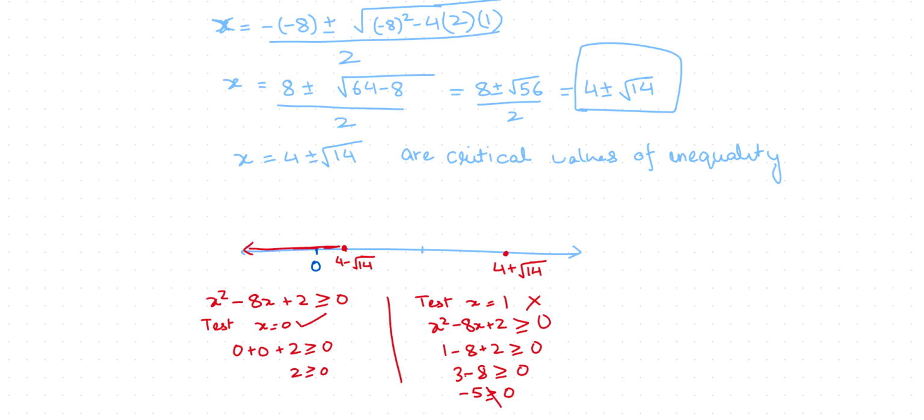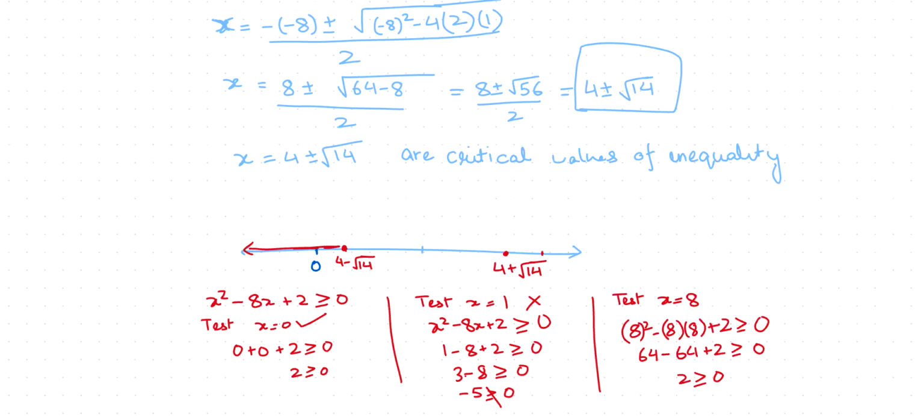Since 4 plus root 14 is less than 8, we can check for 8 because 8 would be somewhere here. Let's check for x equal to 8. When we check this, we get 2 is greater than or equal to 0, which is true. It means x equal to 8 is part of the solution. So this is the solution.